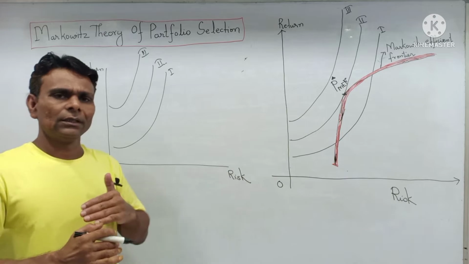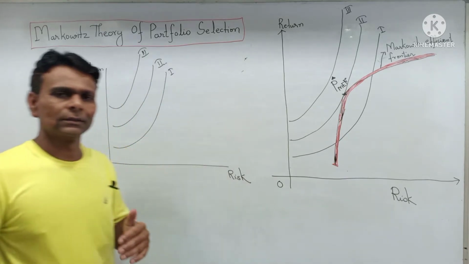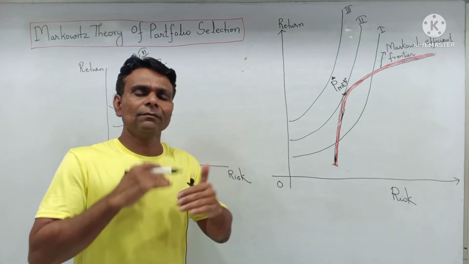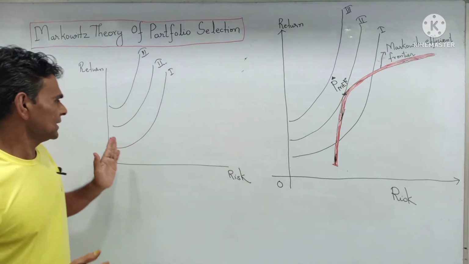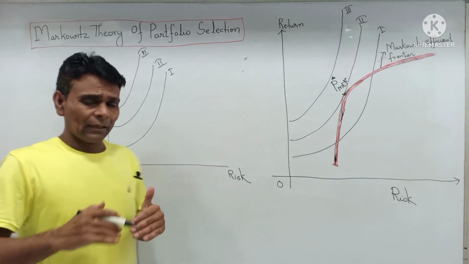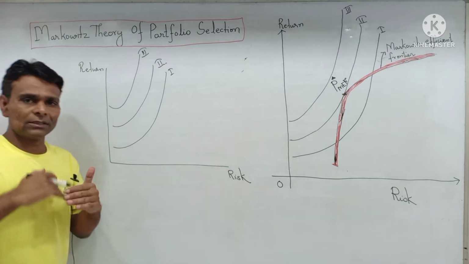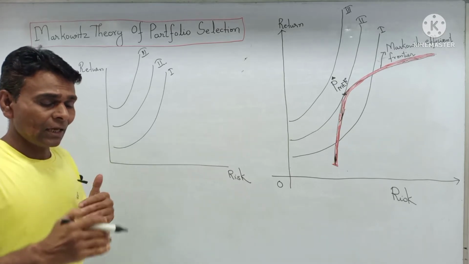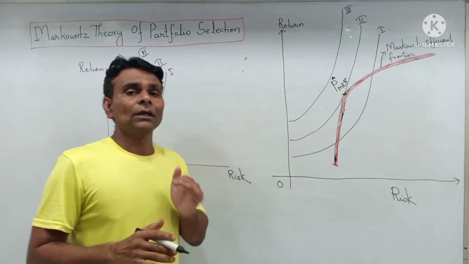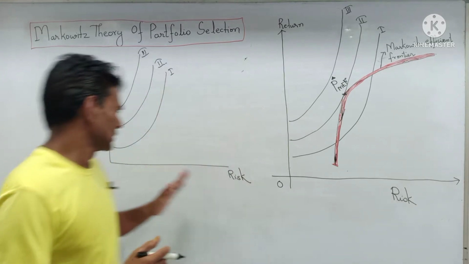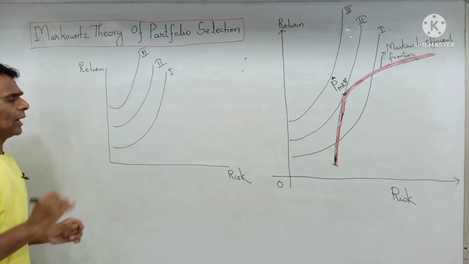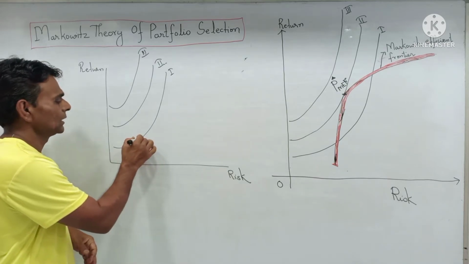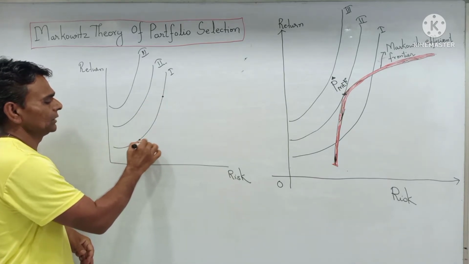The steeper the slope of the indifference curve, the greater the degree of risk aversion, that is, it maximizes utility. The steeper the slope of the indifference curve, the greater the degree of risk aversion, that is, people do not like taking risks. And any point on the same indifference curve represents the same level of utility.